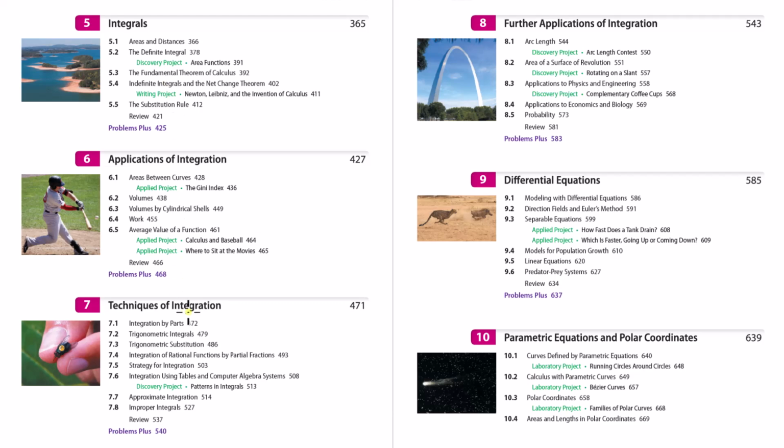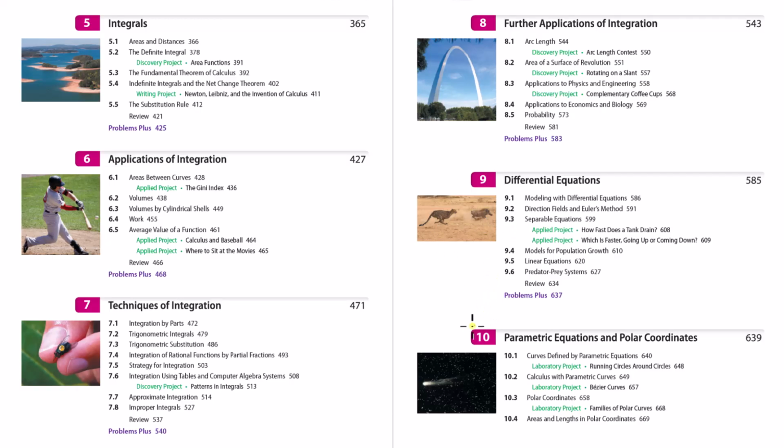So chapters 5 through 8 are all about integration. Chapter 9, differential equations, we're going to skip in this course. This chapter is just a basic introduction to differential equations, but there's going to be a full, separate playlist all about differential equations. So we're not going to go through chapter 9 here in Calculus 2.